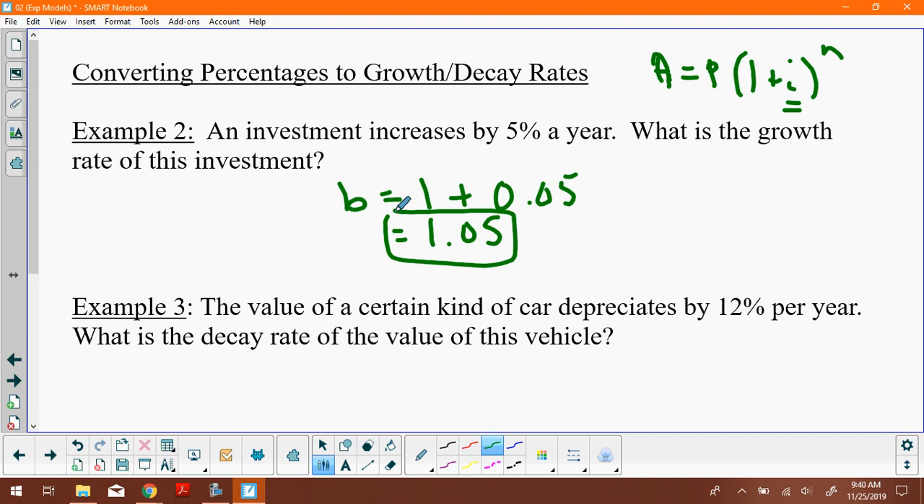Okay, and again, the reason why that works is because when you multiply by that, the 1 is the 100%, the existing amount, and the 0.05 is the extra 5% that it's going to increase.